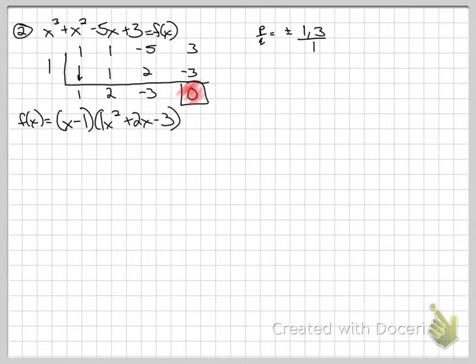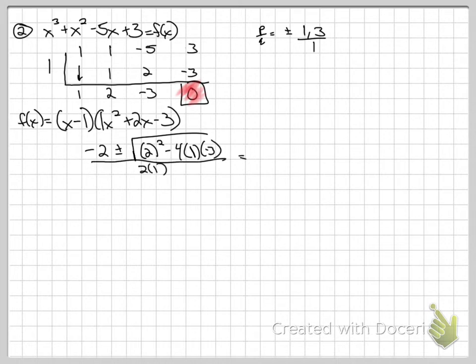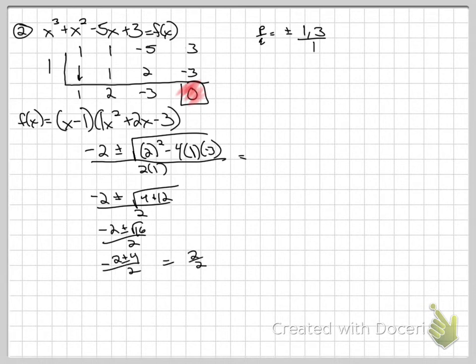I told you you could factor or do the quadratic formula, so this time I'm going to do the quadratic formula. Negative b plus or minus the square root of b squared minus 4 times a times c, all divided by 2 times a. Negative 2 plus or minus the square root of 4 plus 12, all over 2. Negative 2 plus or minus the square root of 16, all over 2. Negative 2 plus or minus 4, all over 2. Negative 2 plus 4 is 2 over 2, which is 1. Negative 2 minus 4 is -6 over 2, which is -3.